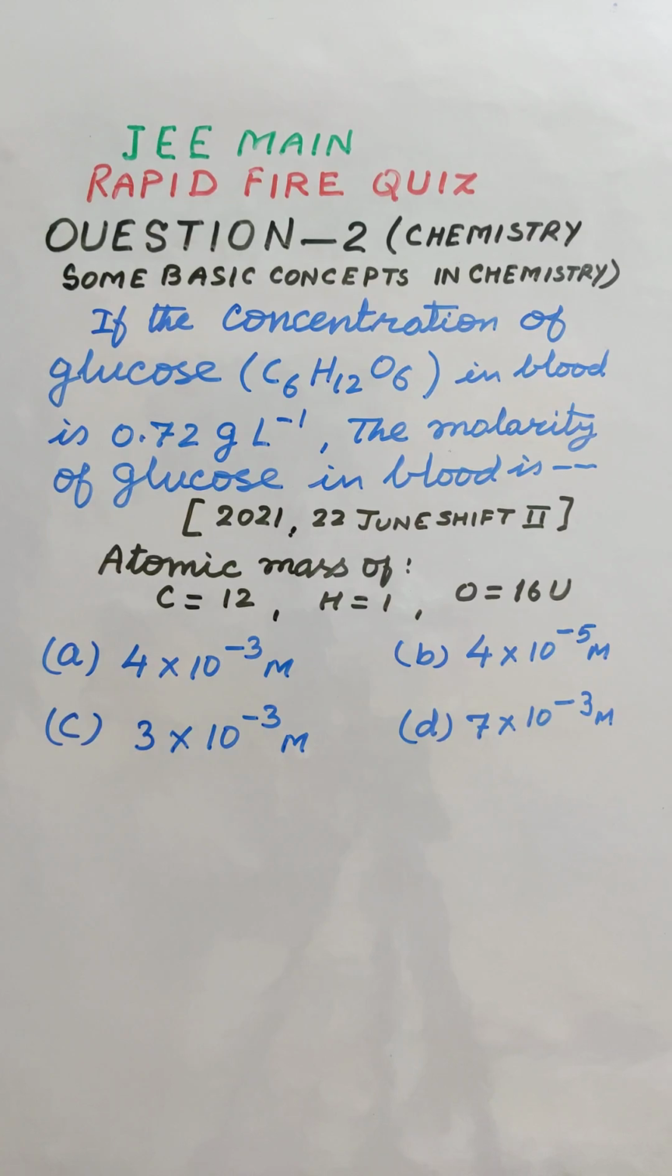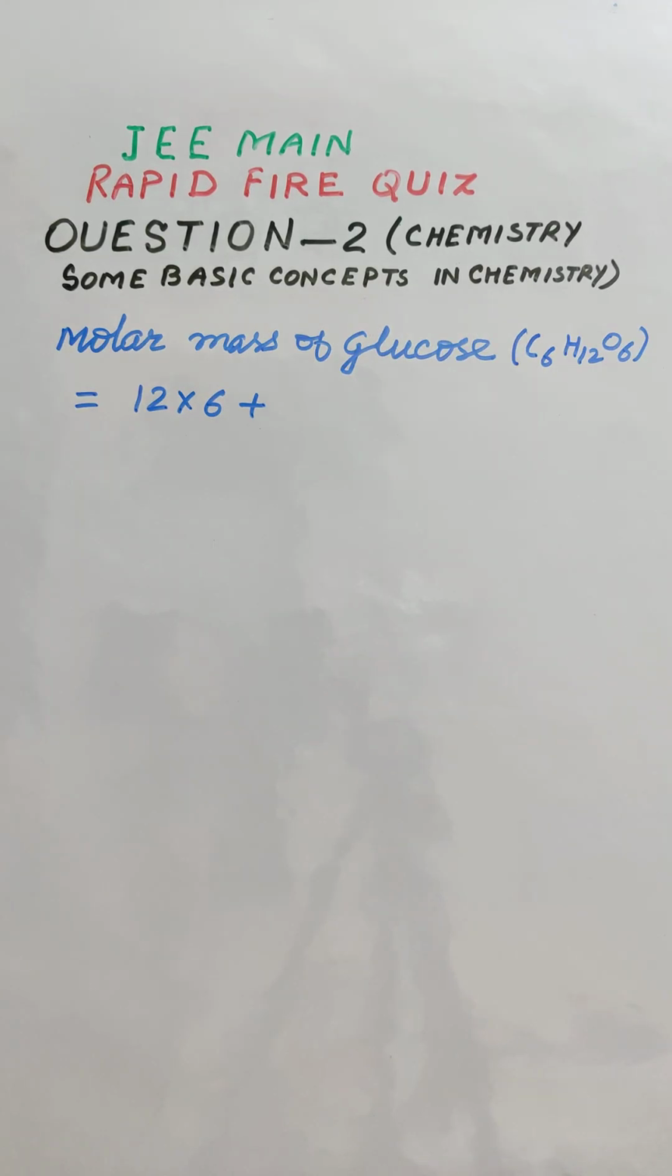Your time is over. The correct option is 4 into 10 to the power minus 3 mole. I will tell you how it is. First we shall calculate the molar mass of glucose and then the molarity. Molar mass of glucose, C6H12O6.